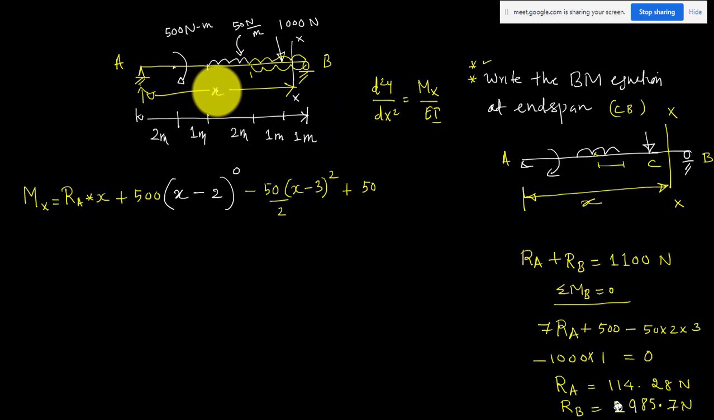2 plus 1 is 3 and another 2, because this UDL is starting from this point, so this is 5 meters, so this should be 50 into (x minus 5) the whole square by 2. This is the moment due to this upward UDL. Okay, UDL acting in the upward direction. So that is the term.